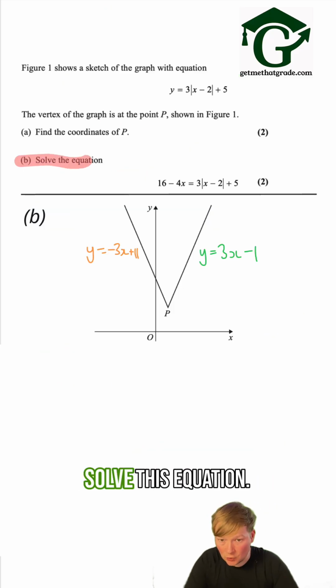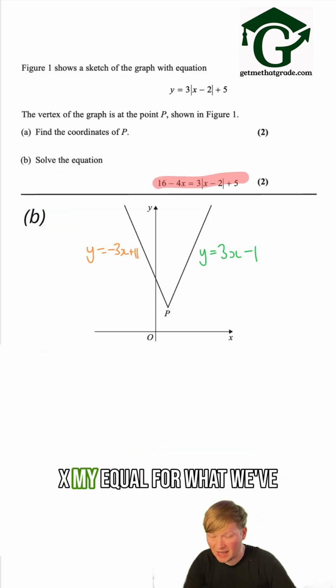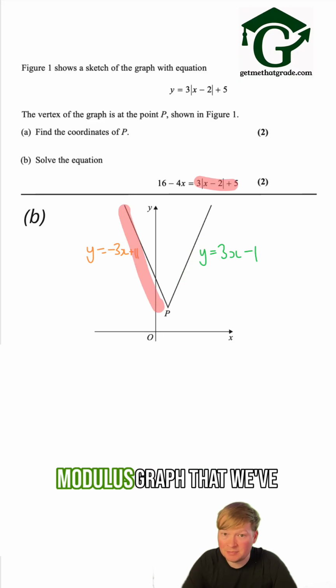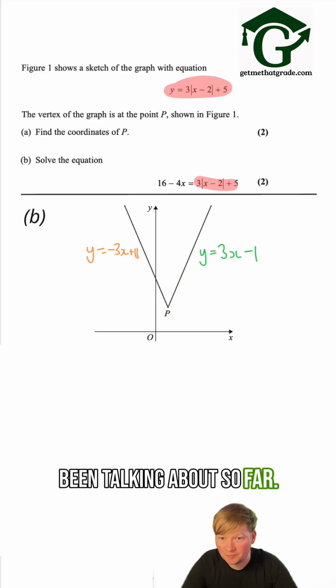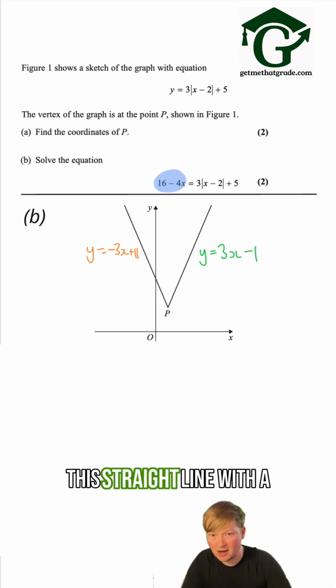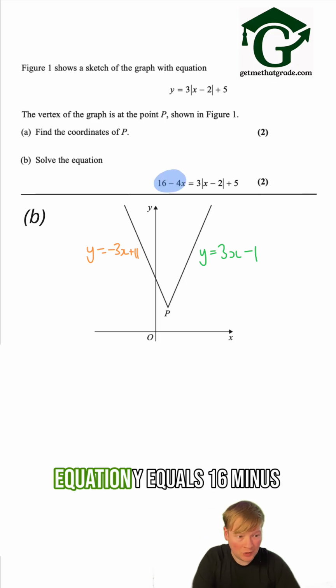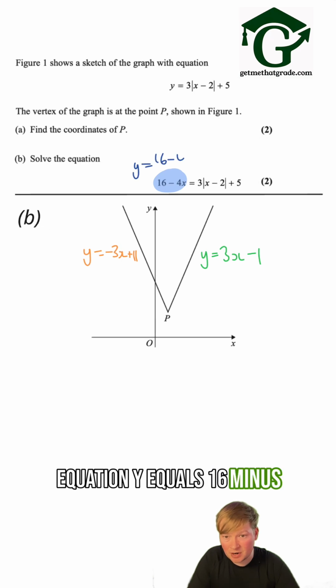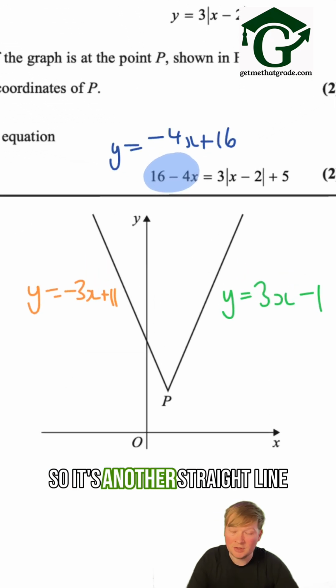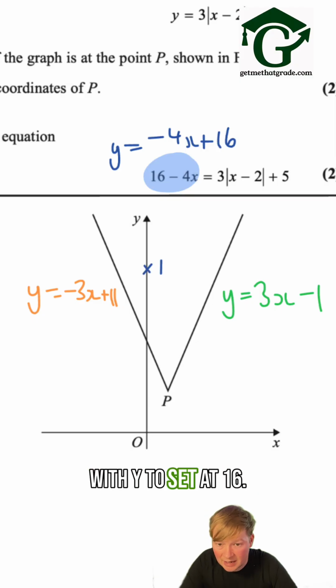Part B. Solve this equation. So we need to work out what x might equal. Well, what we've got on the right-hand side here is the V-shaped modulus graph that we've been talking about so far. But what we've got on the left-hand side is actually another straight line. The straight line with equation y equals 16 minus 4x. Or if you like, minus 4x plus 16. So it's another straight line with y-intercept at 16.